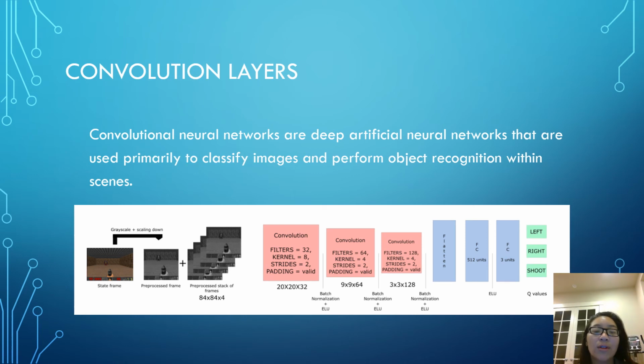So what is a convolution layer? A convolution layer is essentially part of a neural network that is used primarily to classify images and perform object recognition within scenes. So these algorithms in the convolutional neural network can identify faces, individuals, street signs, tumors, etc. It takes visual data and analyzes it.